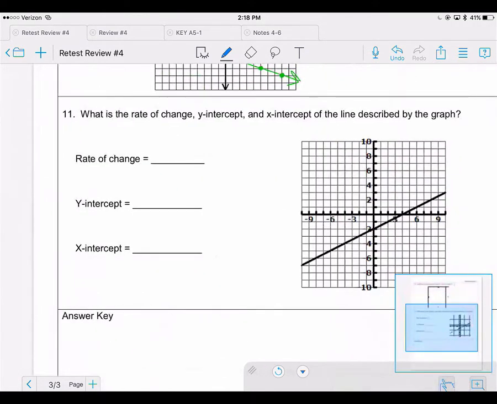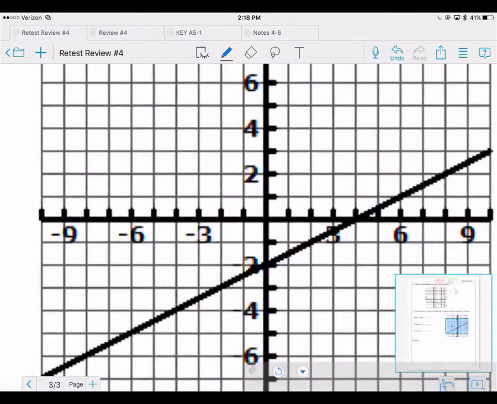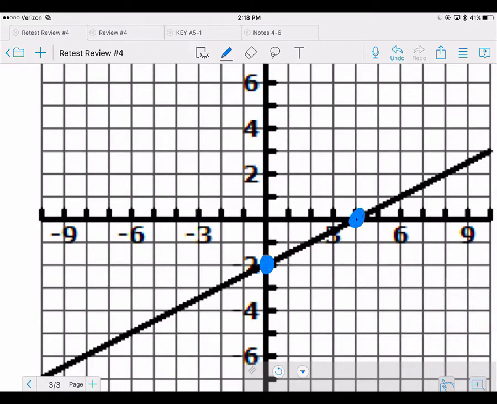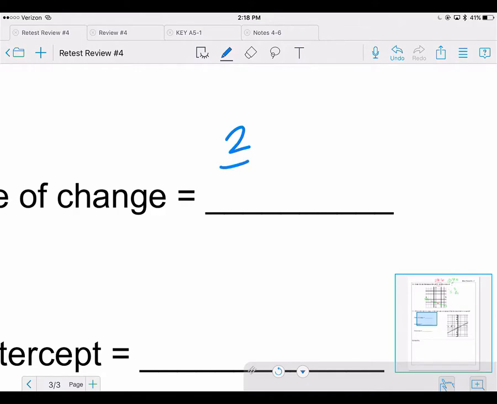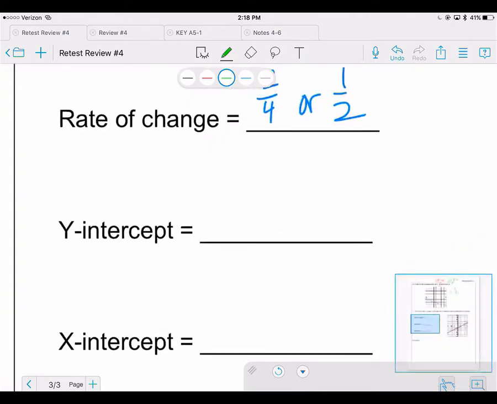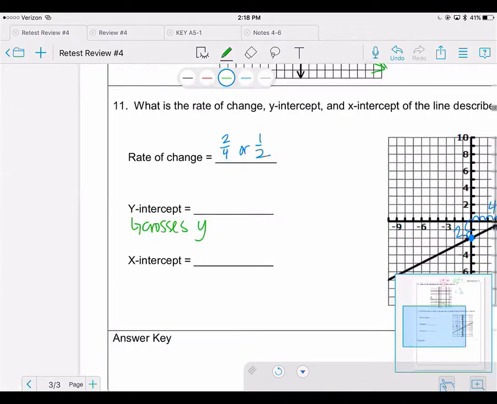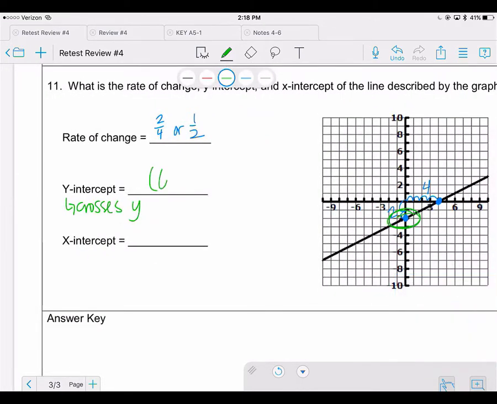Problem 11 asks us for the rate of change, y-intercept, and x-intercept of the line graph. So the rate of change from point to point, we are going up 2 to the right 4. So 2/4, which reduces to 1/2. Y-intercept is where it crosses the y. And it crosses the y down here at -2. And then the x-intercept is where it crosses the x-axis, and it crosses at 4.